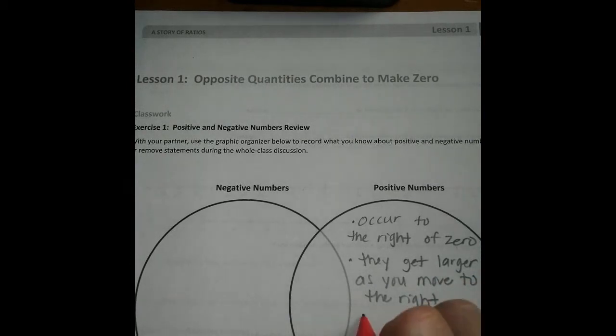Some words you might see are gain, increase, or above sea level. Those are all positive words. There is no sign that is written every time you see a positive number. If there is no sign, it's assumed to be positive. However, if you want to indicate a sign, a plus sign is sometimes used. And positive numbers are the opposite of negatives.